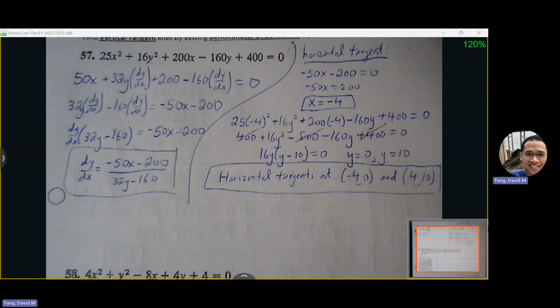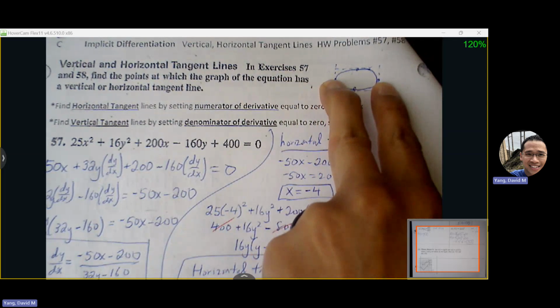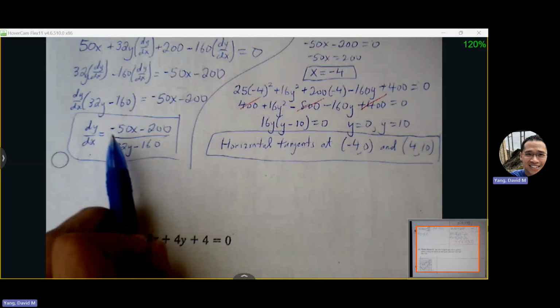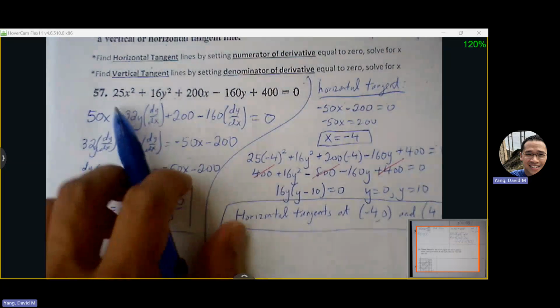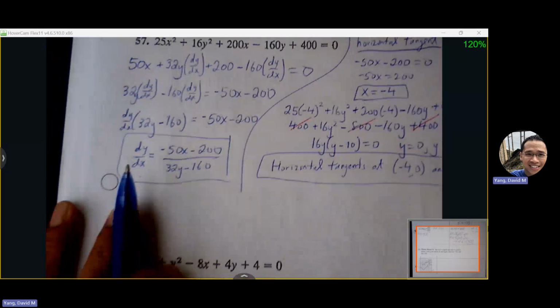So likewise, we can find vertical tangents. We can find locations of these points where the slope is undefined. Set the denominator equal to 0. In this case, we'll solve for y, but once we solve for y, we have to plug it back into the original equation because we have to find that corresponding x value.